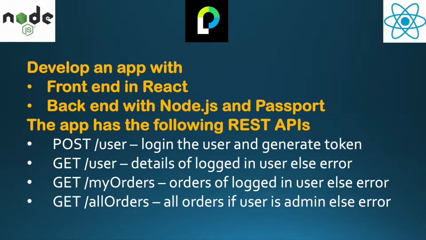Get my orders, orders of the logged in user, else error. Get all orders if user role is admin. So we had defined two strategies: strategy all and strategy role, strategy admin. So all orders was only for strategy admin.